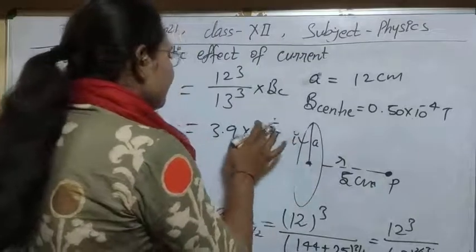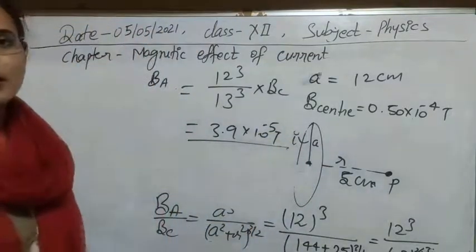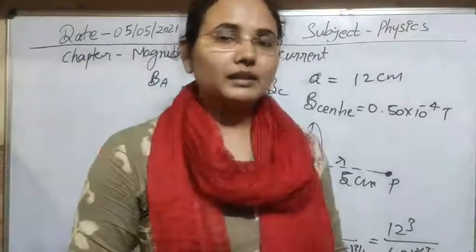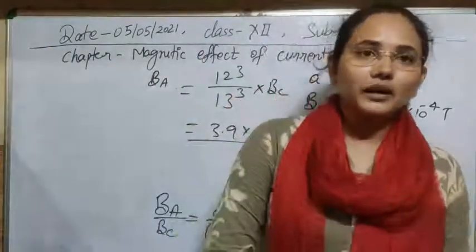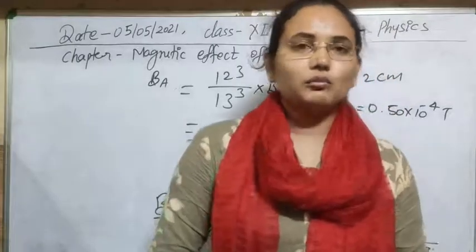So here this value is obtained to be 3.9 into 10 to the power minus 5 Tesla. So just do the calculation by yourself, this answer we will get from this expression. I think this kind of numerical is very easy, and that is clear. Now let's take some more numericals here.